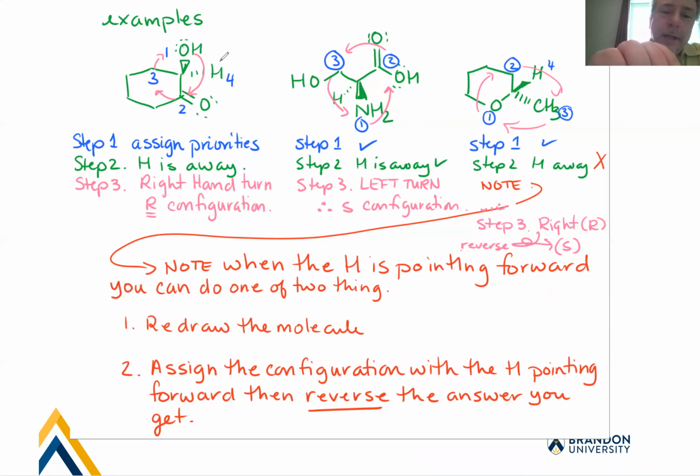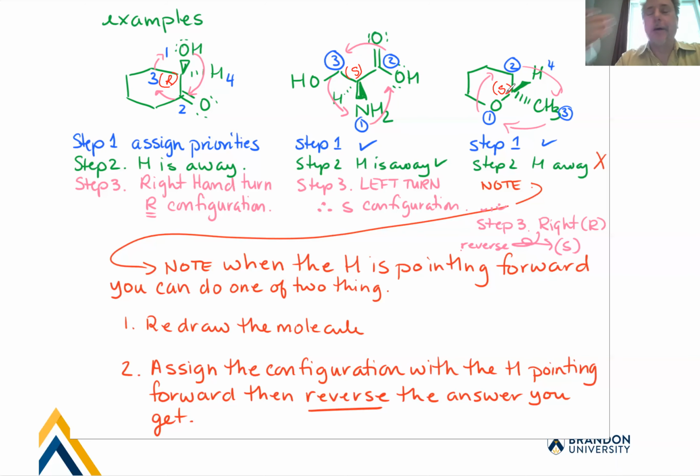So once the lowest priority atom is in the background, you just look at the remaining 3 and determine if it's a right-hand turn or a left-hand turn. And then you can assign that this little carbon here is R, this little carbon here is S, and this little carbon here is S. And then we've assigned the configurations.